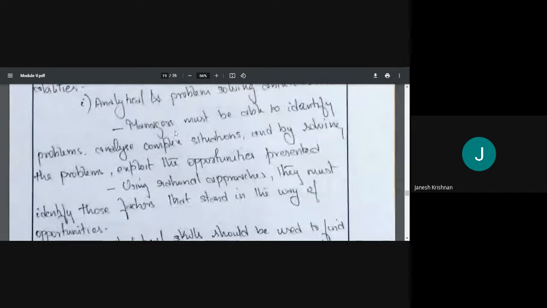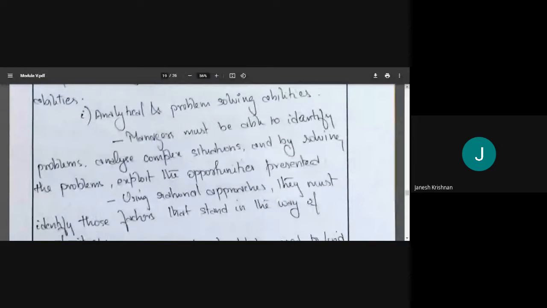Managers must be able to identify problems, analyze complex situations, and by solving the problem, exploit the opportunities presented. That is the first one, analytical and problem solving abilities. First and foremost, the manager should be able to identify the problem. Then analyze the complex situation. Whenever we are considering a situation, it will be complex. There won't be any easy situations in life. Everything will be complex. So analyze the complex situation, and by solving the problem, exploit the opportunities presented.